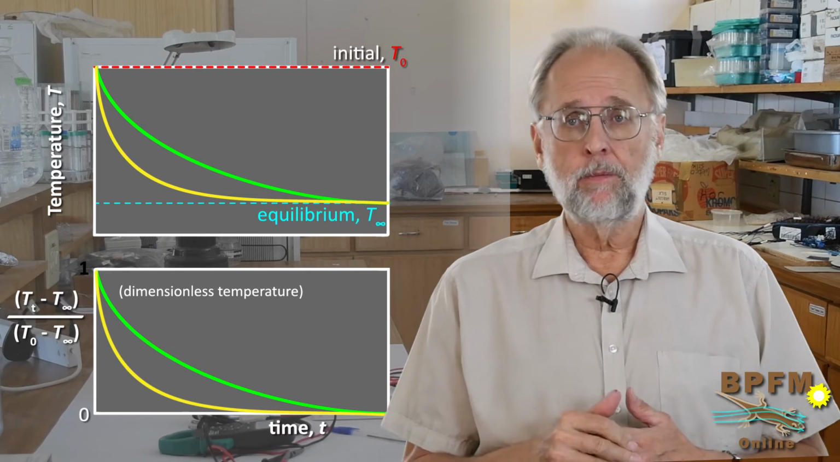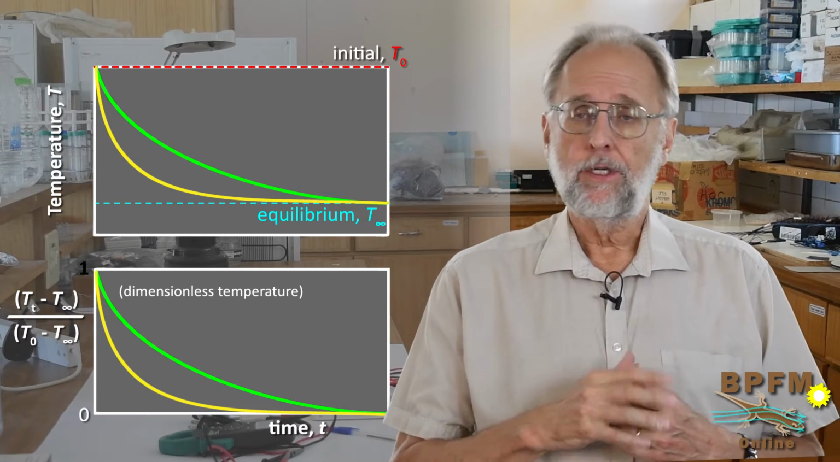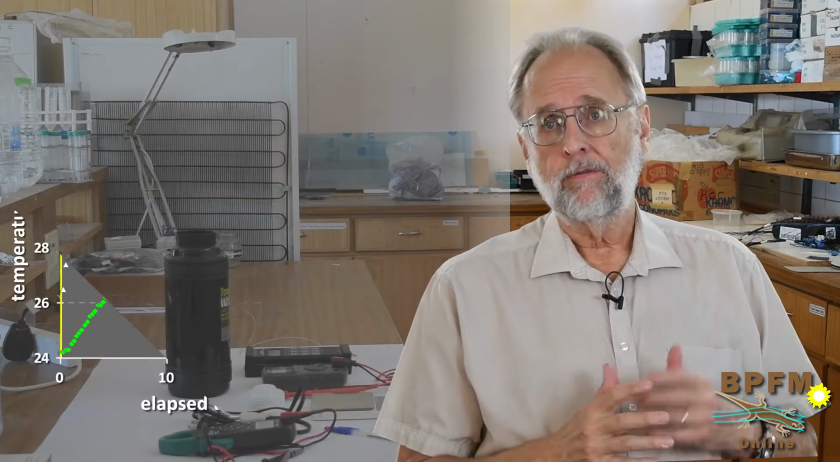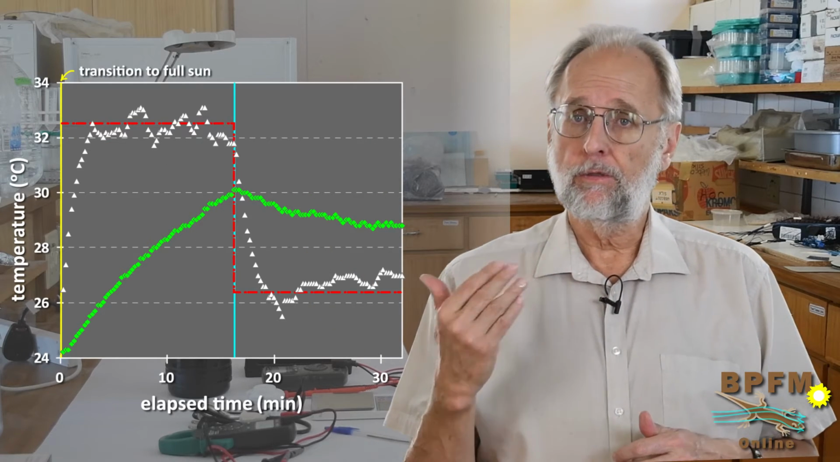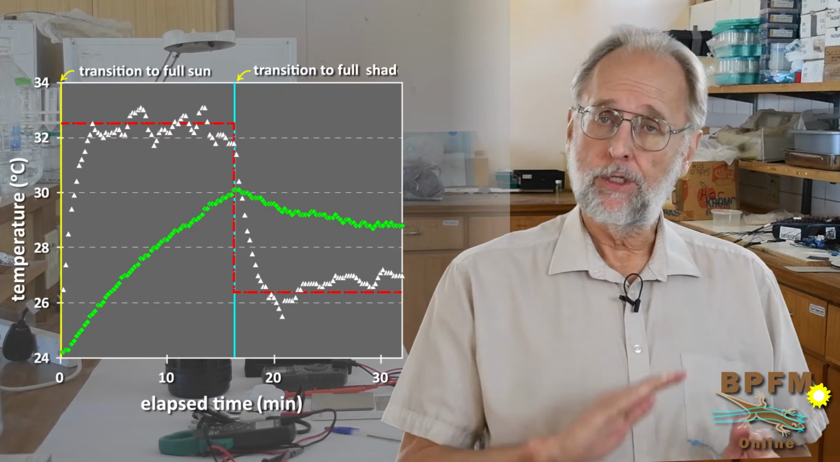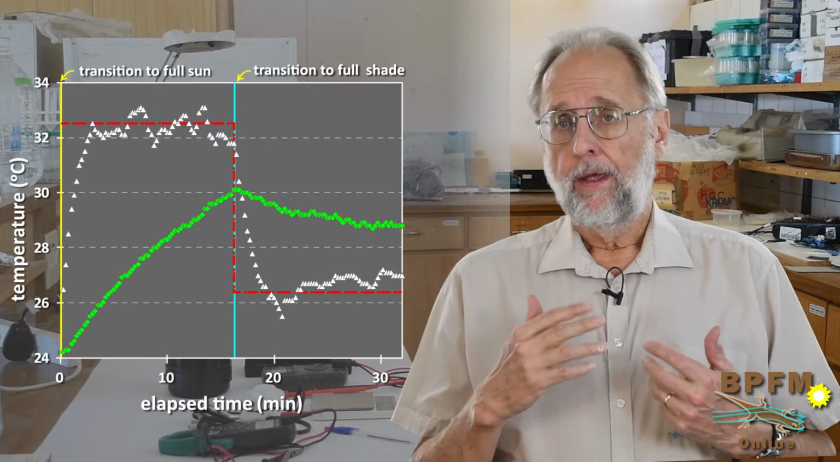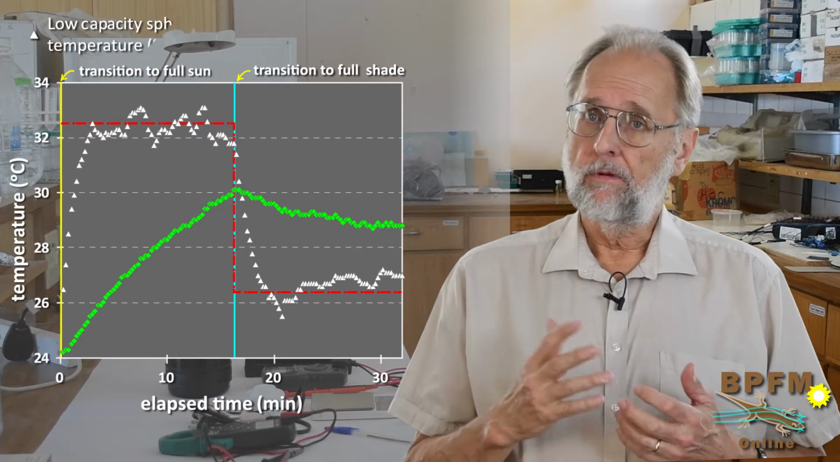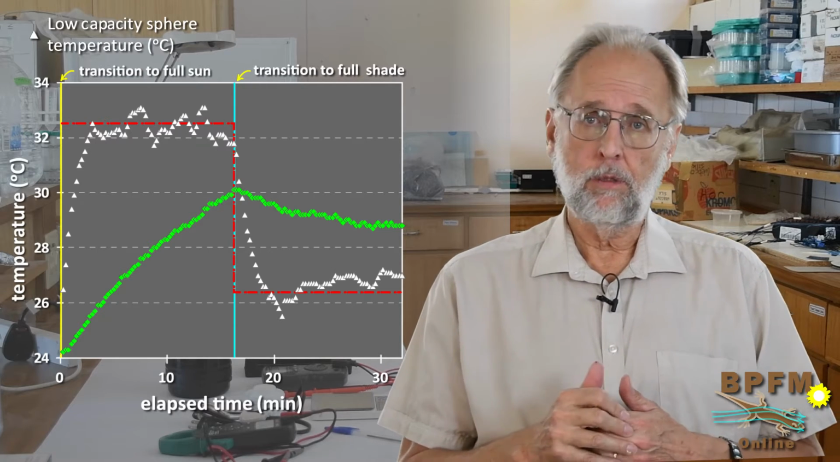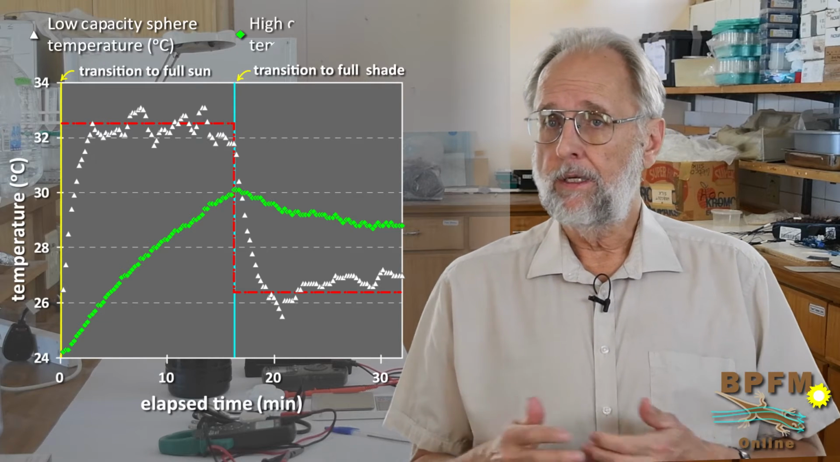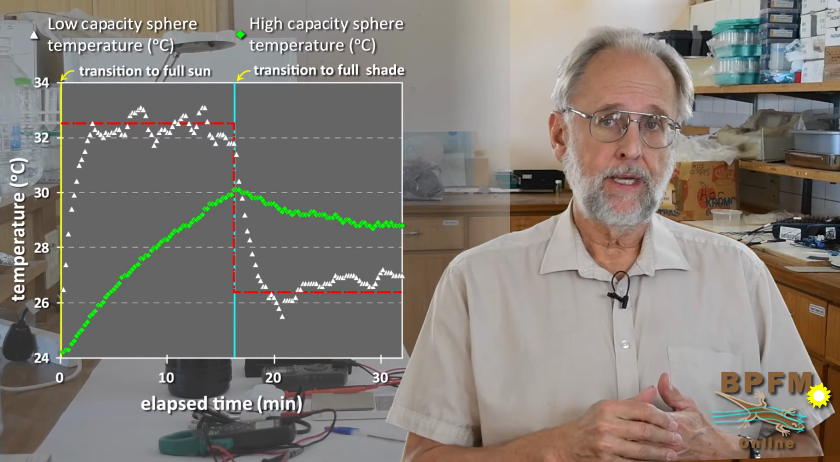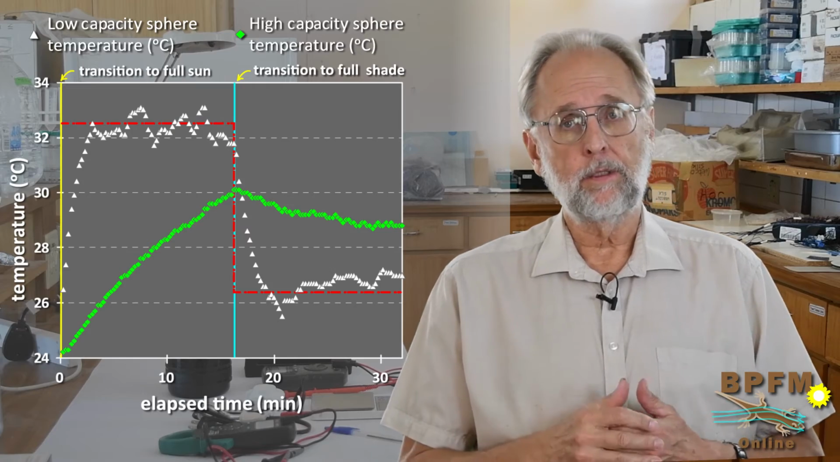Okay, let's get back to some data. Just to refresh our memories, here are the data for warming and cooling of the black ping pong balls making the transition to full sun, followed by the transition to full shade. As previously, the white triangles refer to temperatures of the hollow ping pong ball, that is, the one with low thermal capacity, and the green diamonds refer to the high thermal capacity ping pong ball filled with water. Let's now estimate the time constants for these two transitions.